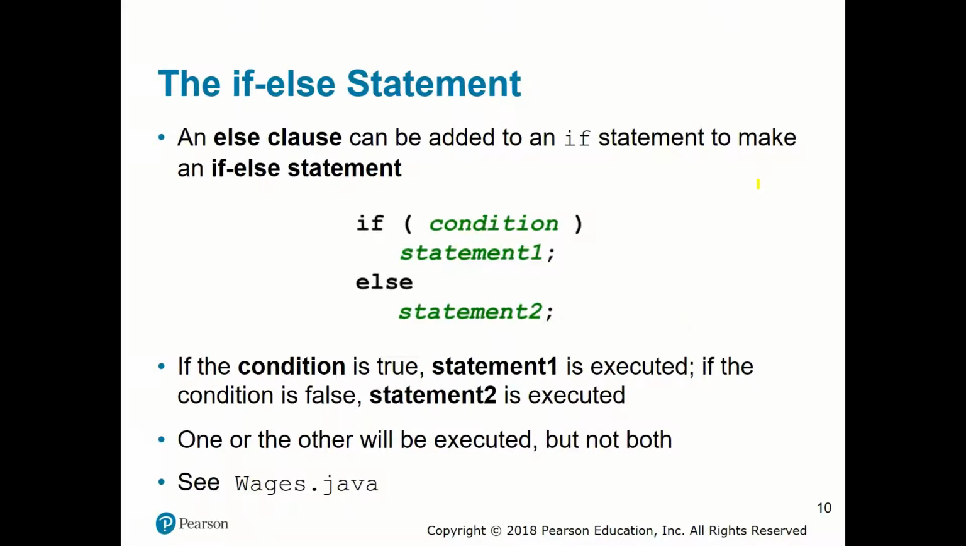Now I'm going to explain the if-else statement. An else clause can be added to an if statement to make an if-else statement, like this. If this condition is true, then statement 1 is executed, and this part will be ignored. If this is false, then this is ignored. Instead, the else part will be executed. One or the other will be executed, but not both. This is the if-else statement. We will see an example soon.